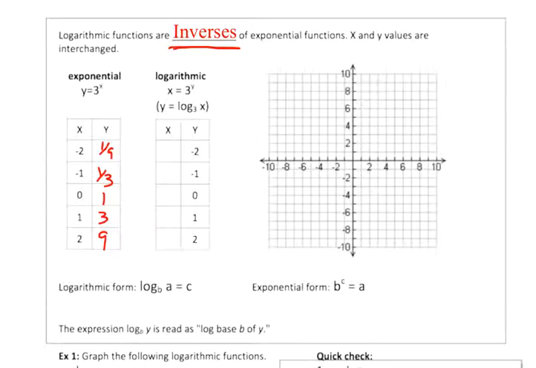So a logarithmic function that is really similar would be this right here, where we have y equals log base 3 of x. That 3 that looks a little bit smaller and lower, that's a base. Similarly, this 3 here in the exponential, we call that a base too. So both of these are called bases.